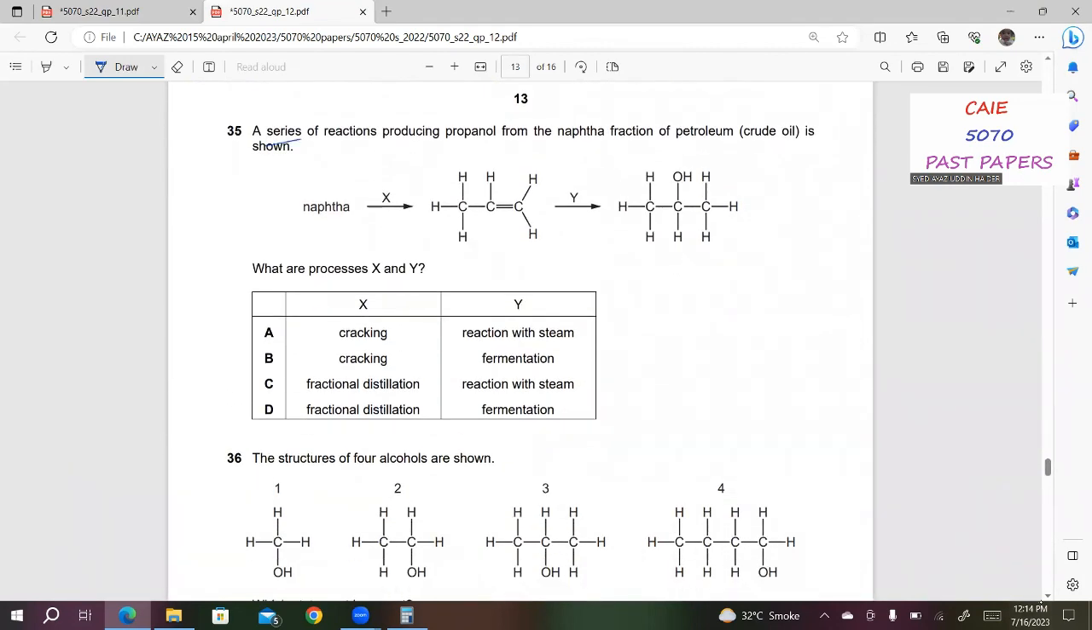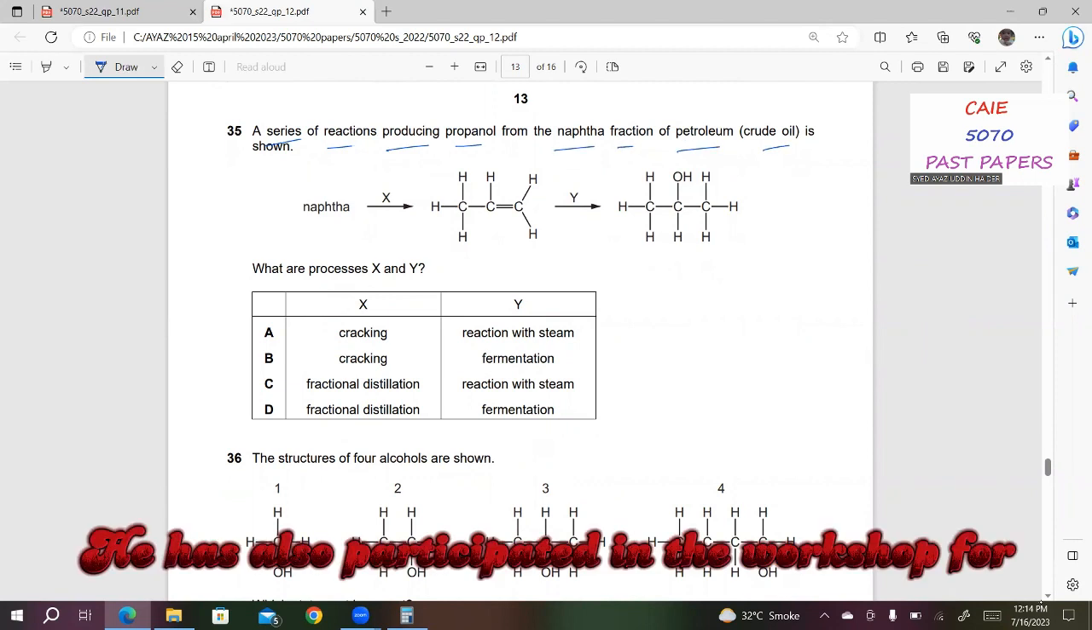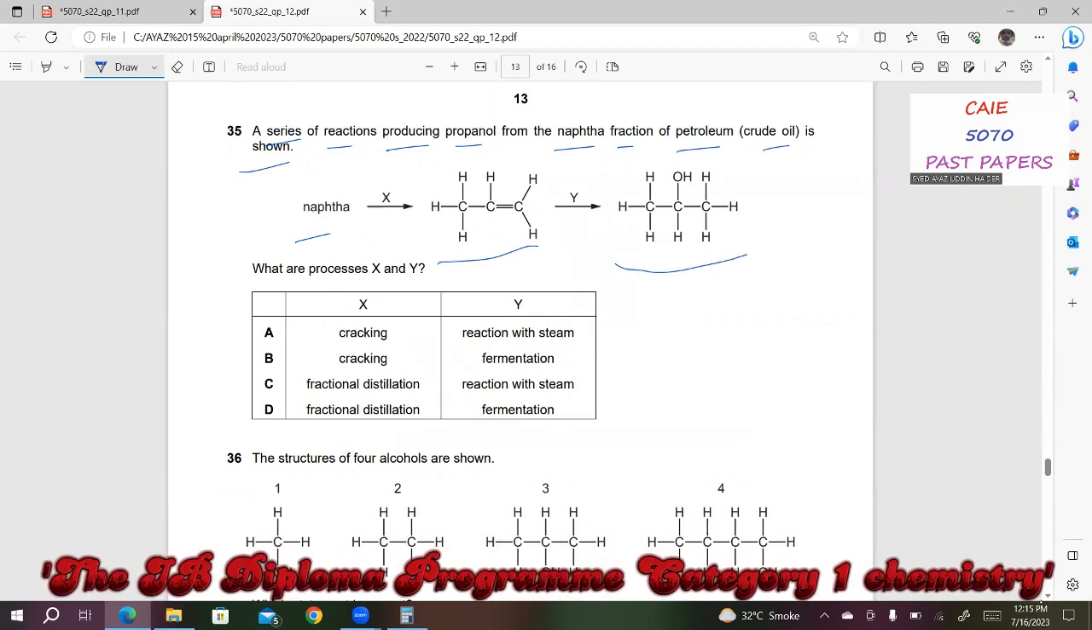35. A series of reactions producing propanol from the naphtha fraction of petroleum crude oil is shown. This is naphtha, and we are getting this product, and after Y, we are getting this product. The product here is propene, and the last one is propanol. What are processes X and Y?